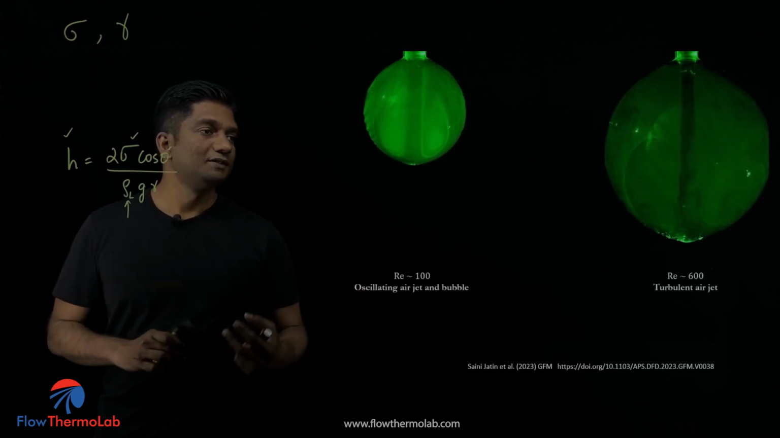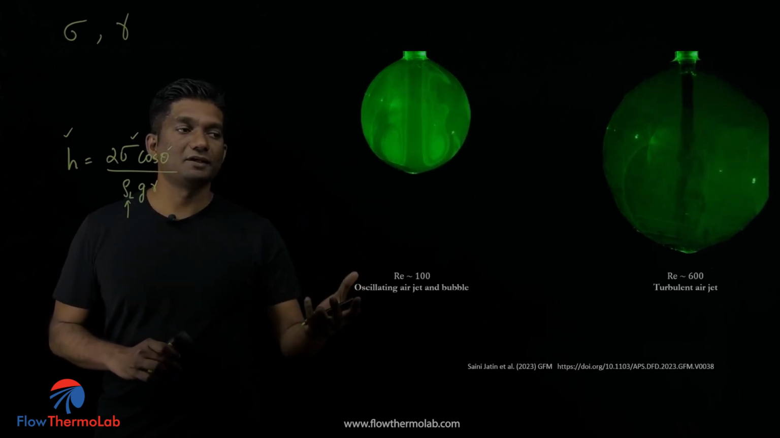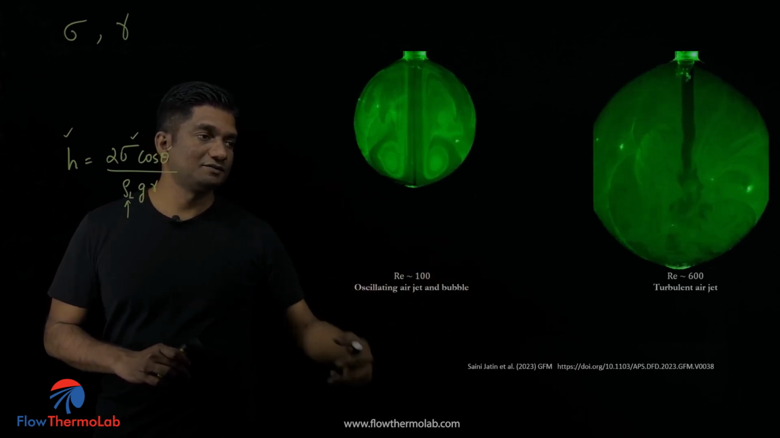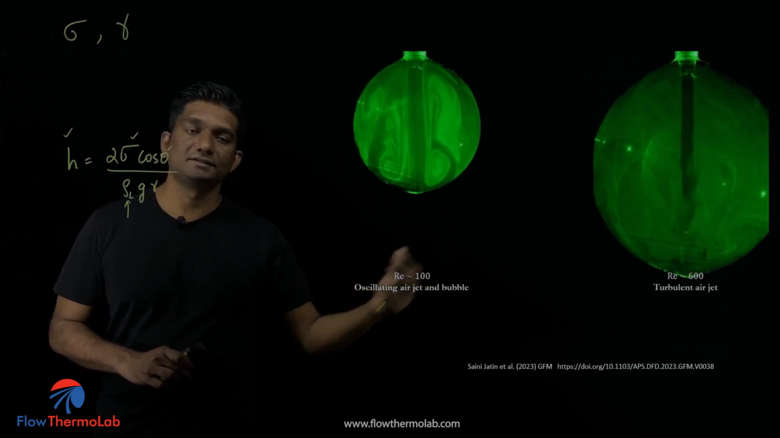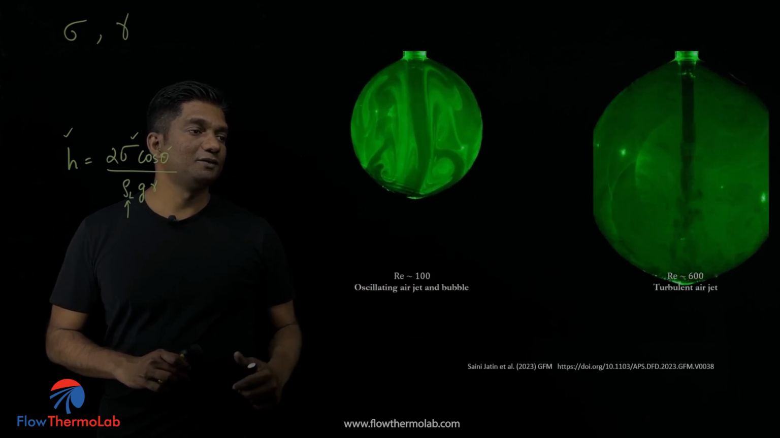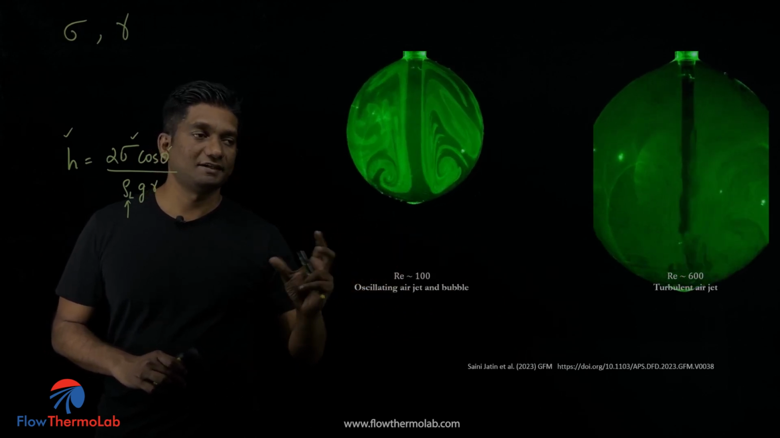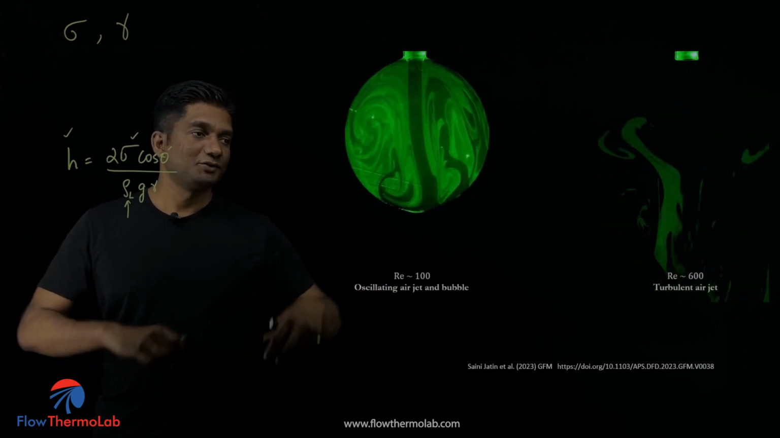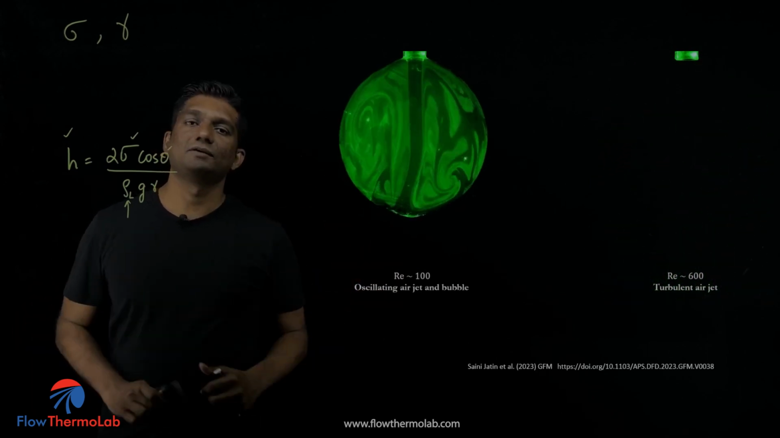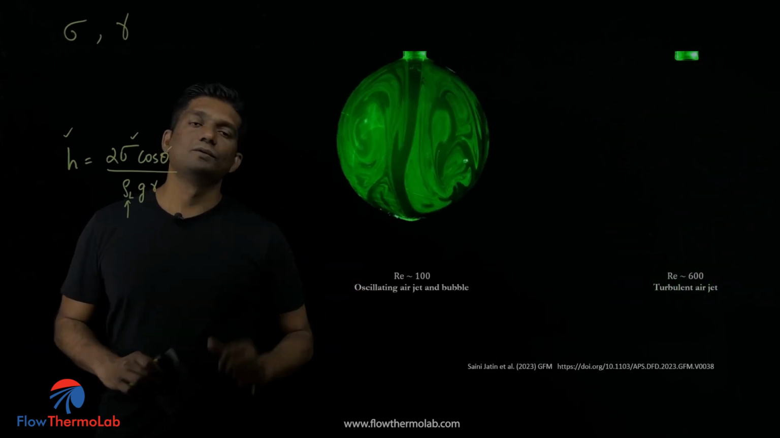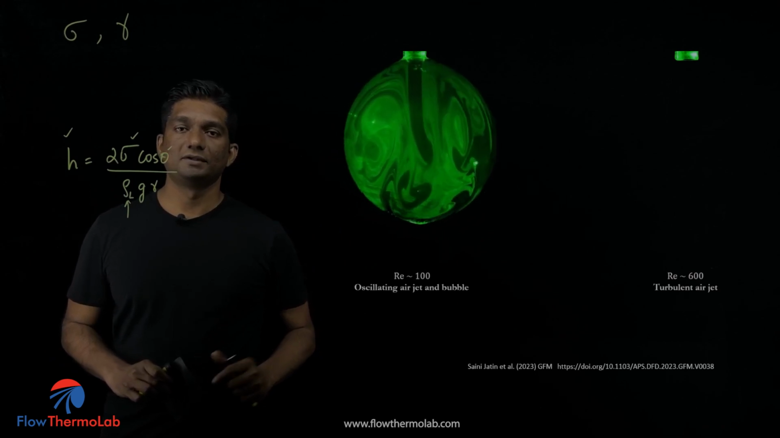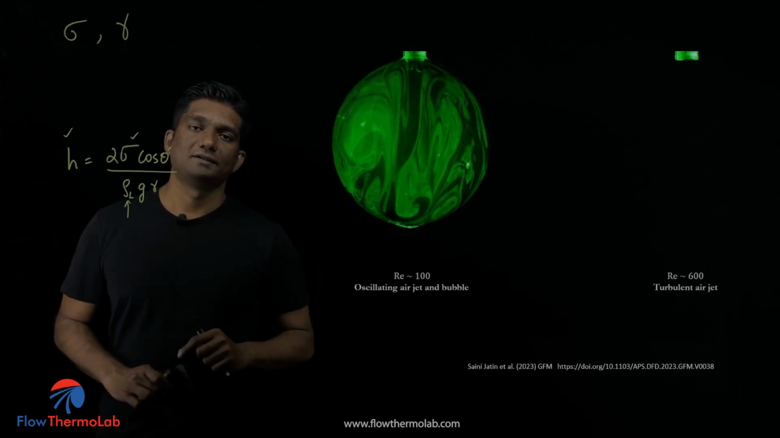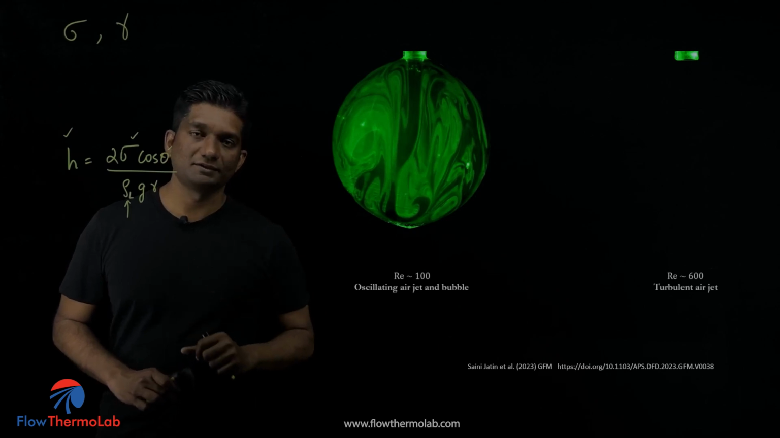So a soap bubble. At lower Reynolds number, you see how it is behaving, and at higher Reynolds number, it's a turbulent air jet inside, and at a lower Reynolds number, you can see it's oscillating. It's a soap bubble, and you're filling in air inside. So you can see the vortex structure and all those phenomena. Again, if you want to learn these kinds of phenomena, surface tension is going to be a very important property which you have to consider.